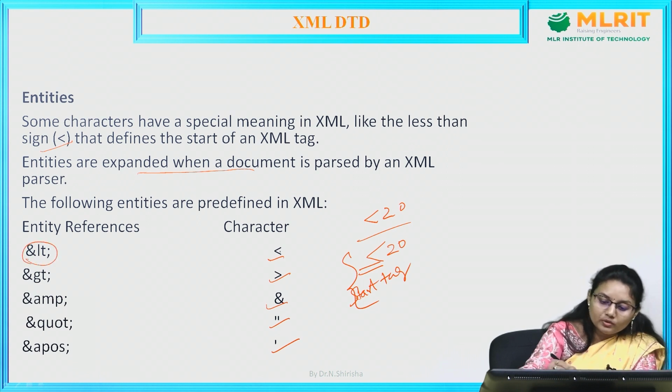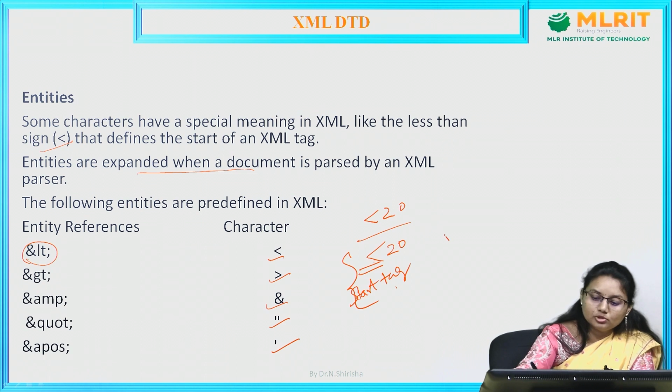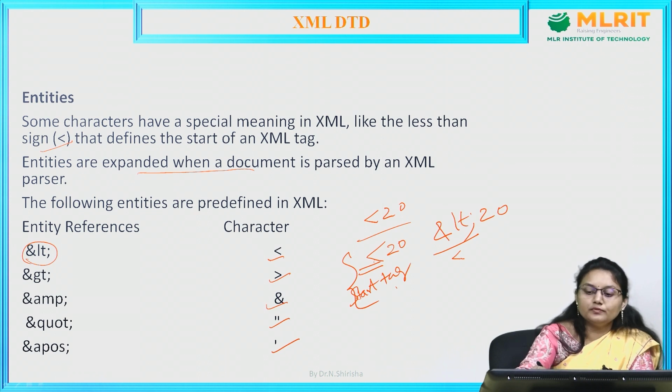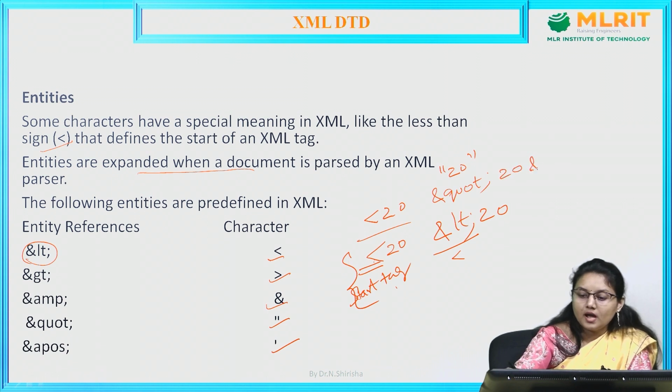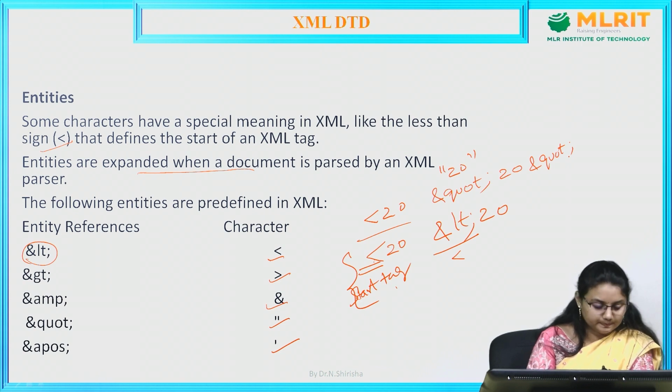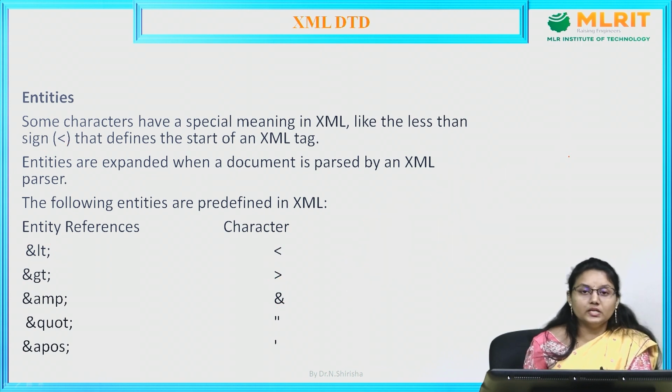If you want to define less than, you have to give ampersand LT semicolon 20. So when your XML document is getting parsed, then this part will display what? Less than. Suppose you want to define a quoted 20, then you cannot give it like that. So how do you have to give it? Ampersand QUOT semicolon 20 ampersand QUOT semicolon. This is how you need to define it. Okay, these are what? Entities.